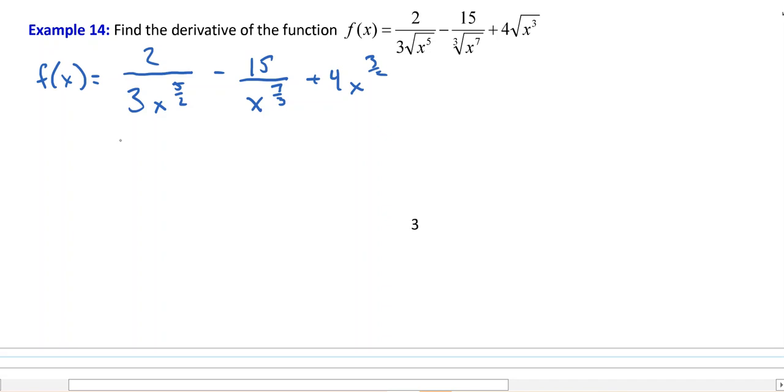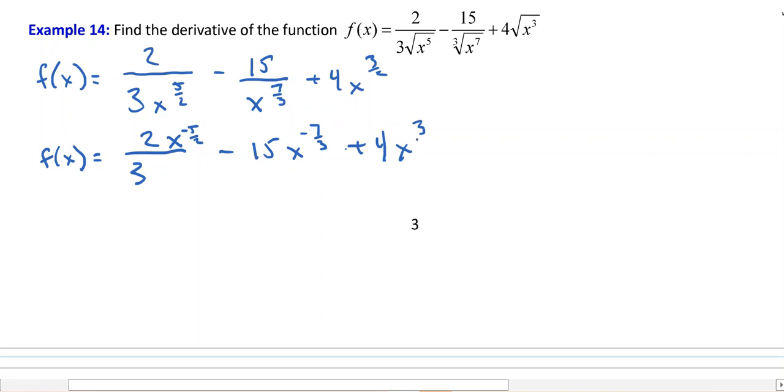Next step is to get the variables in the numerator. So I'm going to have 2 over 3, and then I'm going to have x to the negative 5/2 in the numerator, minus 15 x to the negative 7/3 in the numerator. And of course, this is just over 1. And then this is already written in the form I want it, so I'll just leave it. Now I can take the derivative.